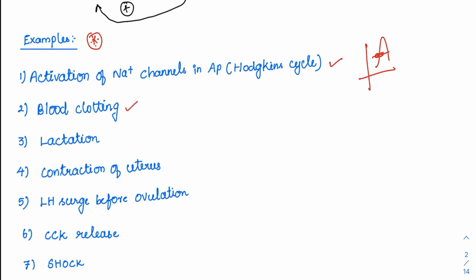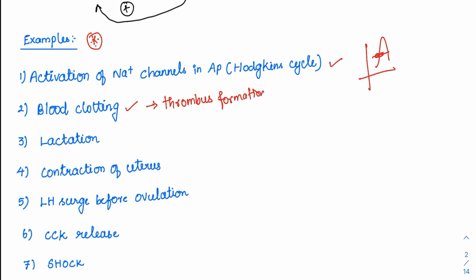Then blood clotting. Whenever platelet factors or the clotting factors start to accumulate in an area and form the thrombus, they keep on forming the thrombus until the fibrinolytic system is activated. So this mechanism acts in a positive way. So this is thrombus formation. Thrombus formation is an example of a positive feedback mechanism.